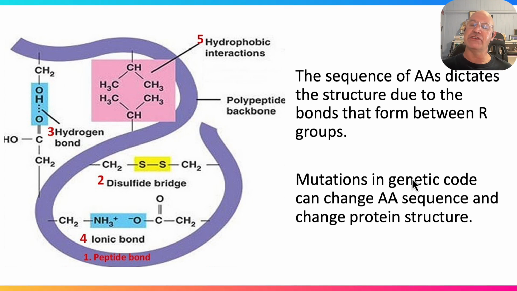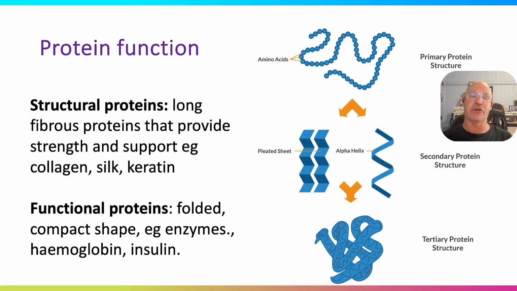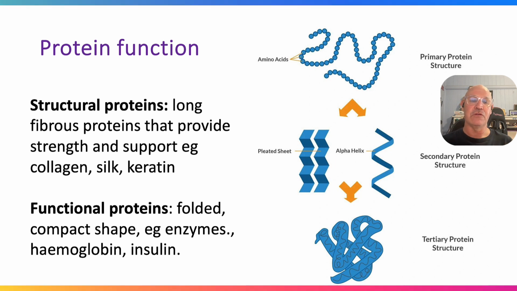Now, if we have mutations in the genetic code, it means that we might be forming different amino acids which have different R groups, and it might mean that there's a different shape to the protein, and hence it might affect the function of the protein. So what is the function of proteins then? We have structural proteins, which are long fibrous proteins that provide strength and support, like collagen, silk, keratin, that sort of thing. They generally stop at this point of having a secondary structure. But then we've got the globular proteins, the ones that are folded into a globular shape, and they are functional proteins. So, for example, enzymes, hemoglobin, insulin, that sort of thing.